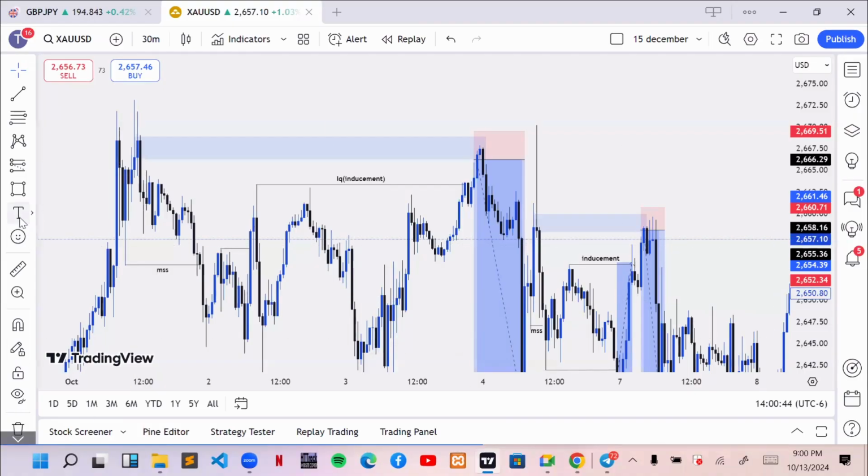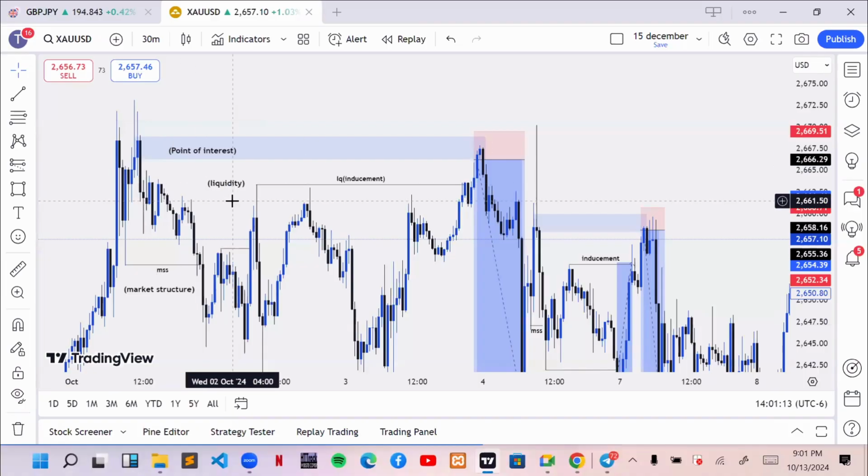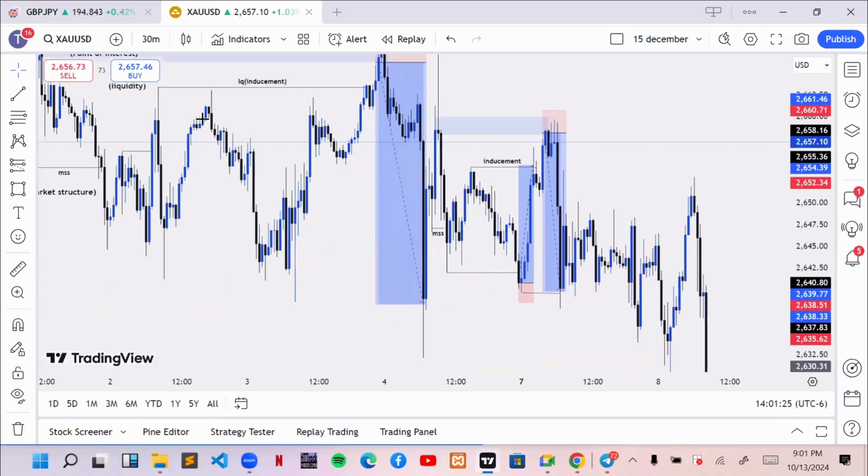So our market structure sheet is what our market structure is. This is liquidity, and then point of interest. We can see the three parts of this strategy: market structure, liquidity, point of interest. Just three things. Only three things I have to mark out on charts: market structure, liquidity, and point of interest.